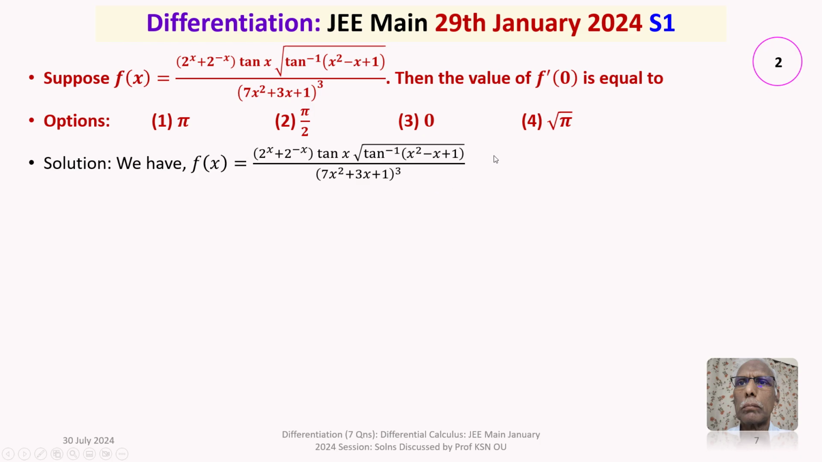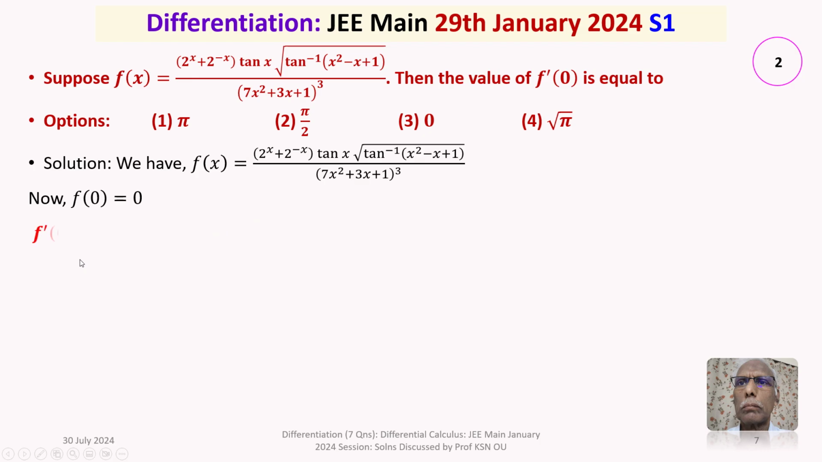Now what we want is the derivative, f prime 0. How do you get f prime 0? It is the limit as x tends to 0 of f of x minus f of 0 by x minus 0. So you need the value of f of 0. In this f of x, put x equal to 0. In this we have a tan x, therefore tan 0 is 0. So the whole thing is 0. So f of 0 is 0.